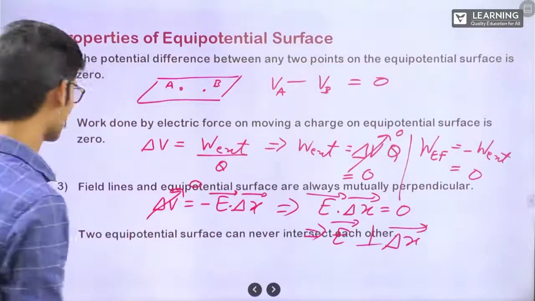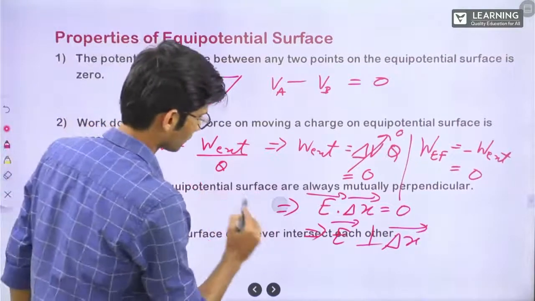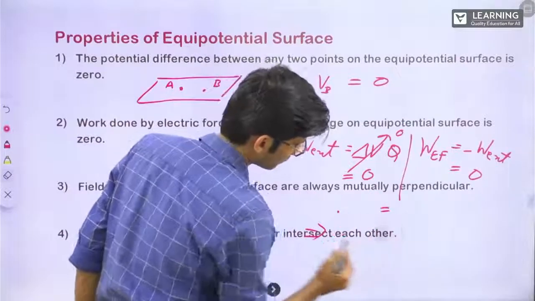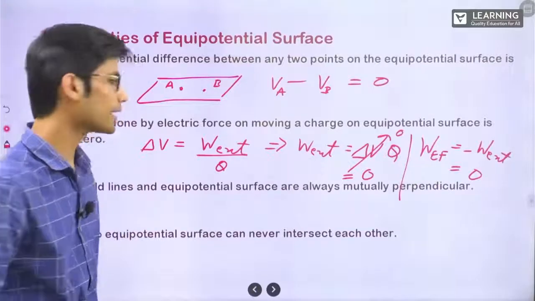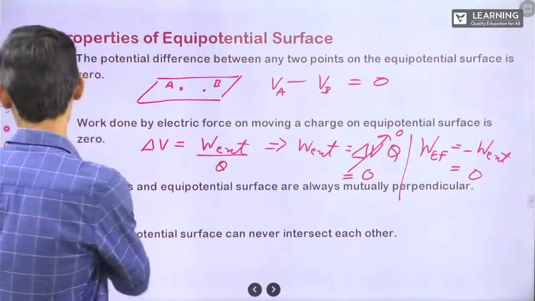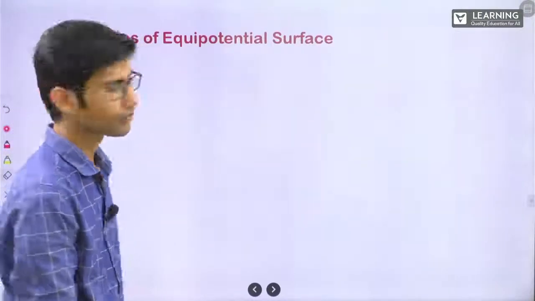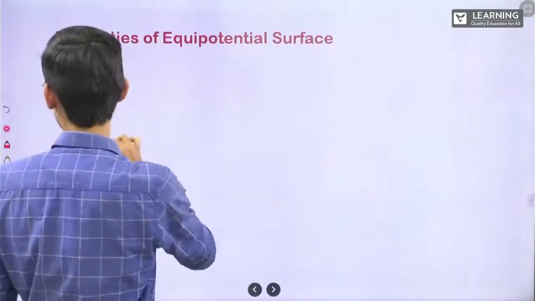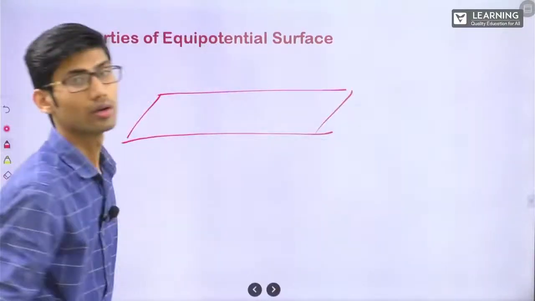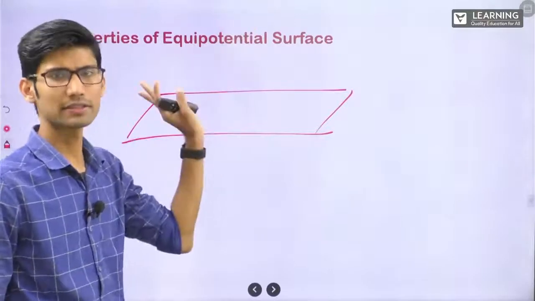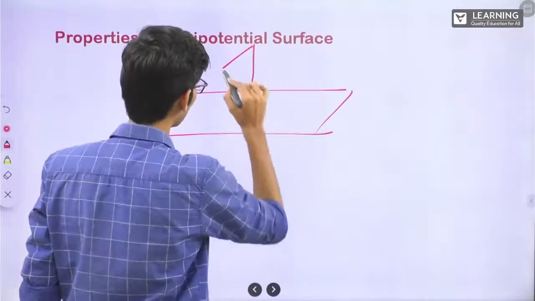Next. Next it says, two equipotential surfaces can never intersect each other. Understand? Two equipotential surfaces can never intersect each other. Why? Now suppose there is one equipotential surface like this. Let us make them intersect and then see what comes. Okay. Suppose one more surface is like this.